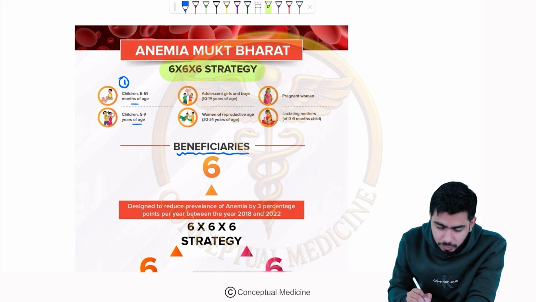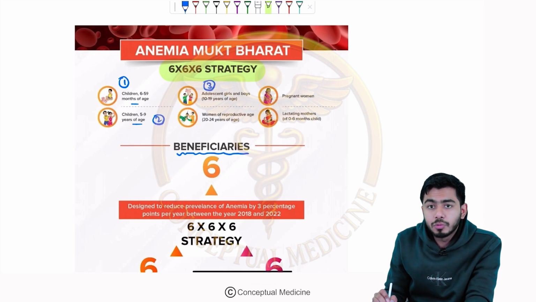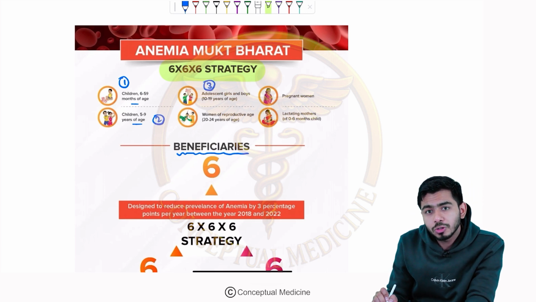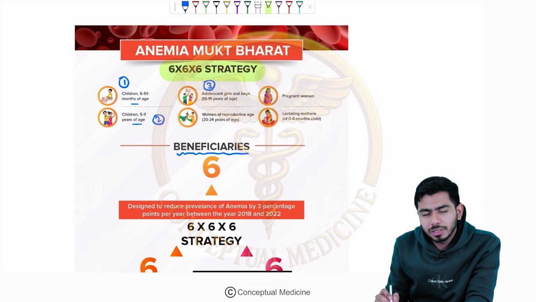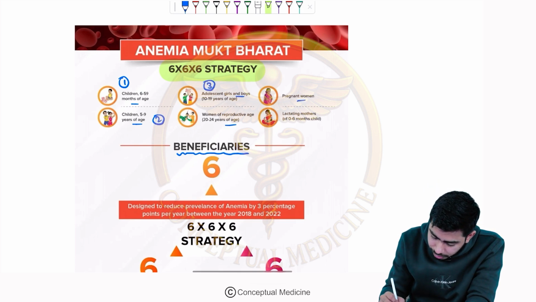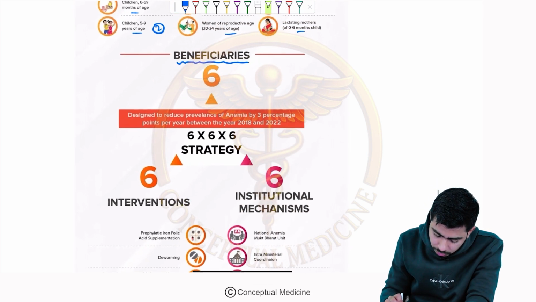Second beneficiary, children from 5 to 9 years of age, right? Third, adolescent girls and boys who are going to school, and the girls who are not able to go to school as well, they are also part of this Anaemia Mukt Bharat program. But the adolescent boys who are not going to school are not part of this program. So adolescent girls and boys, 10 to 19 years of age, women of reproductive age 20 to 24 years, pregnant women, lactating mothers, and 0 to 6 months children. We have talked about the 6 beneficiaries.